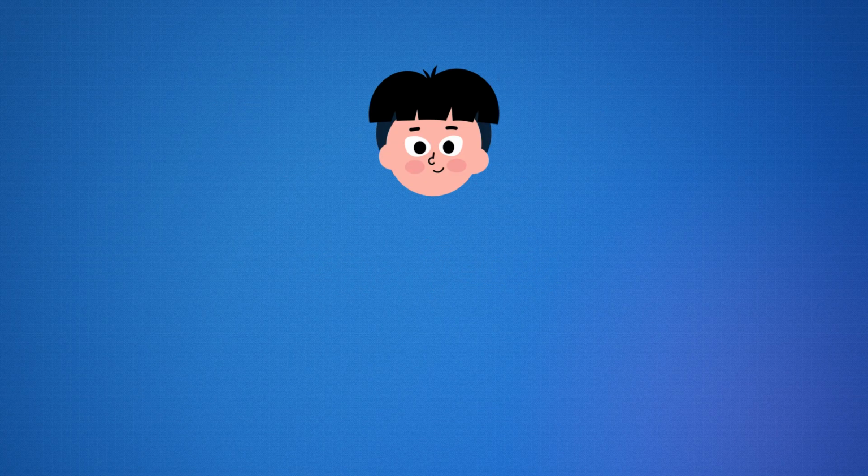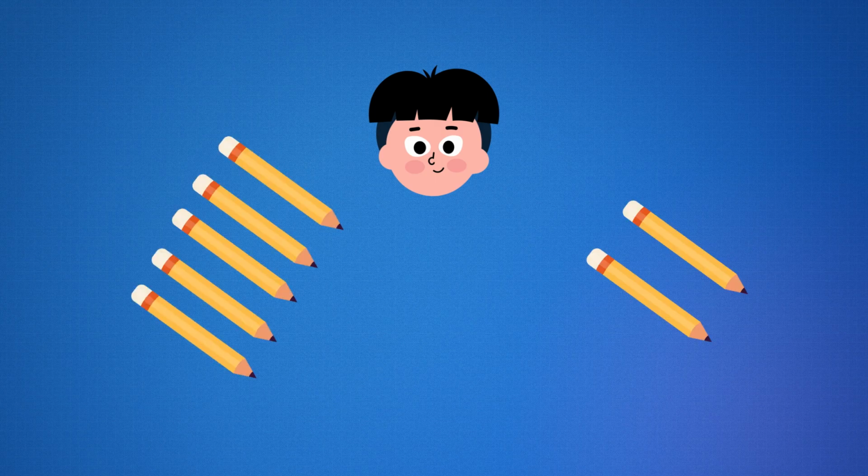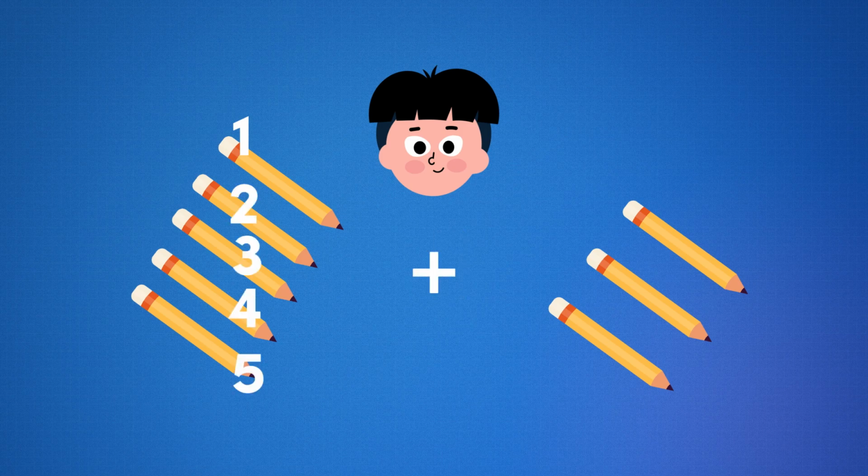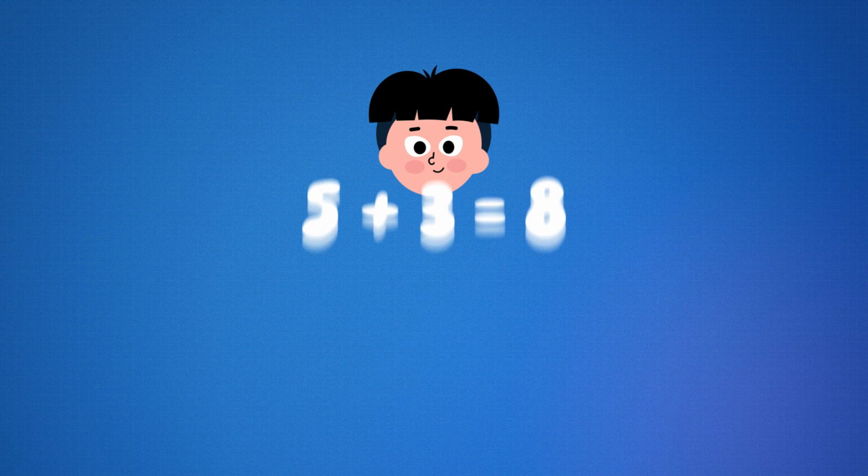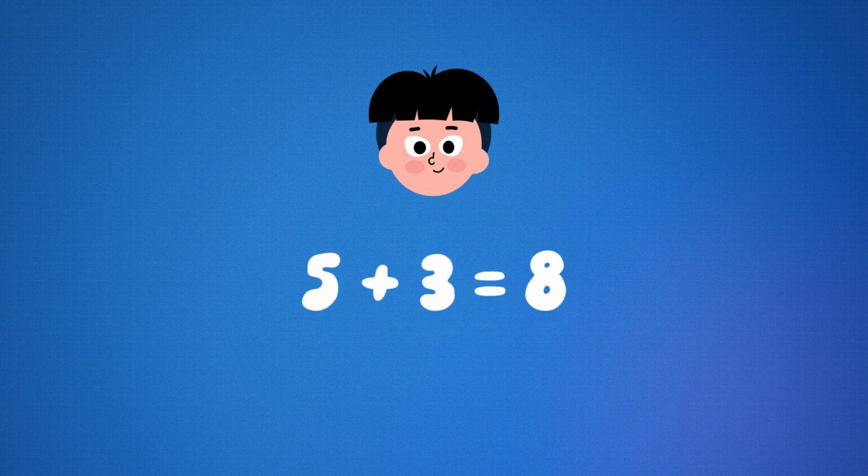Let's try one more. You have 5 pencils and you find 3 more pencils. How many pencils do you have now? 1, 2, 3, 4, 5, plus 3 more. 6, 7, 8. You have 8 pencils. So, 5 plus 3 equals 8.